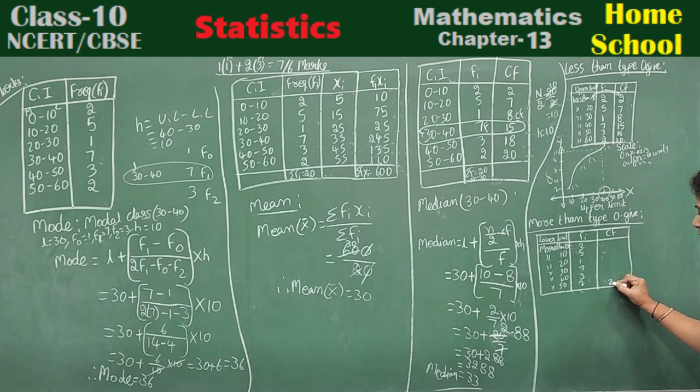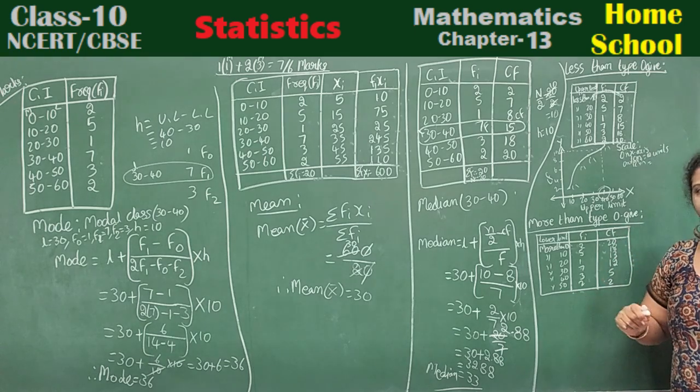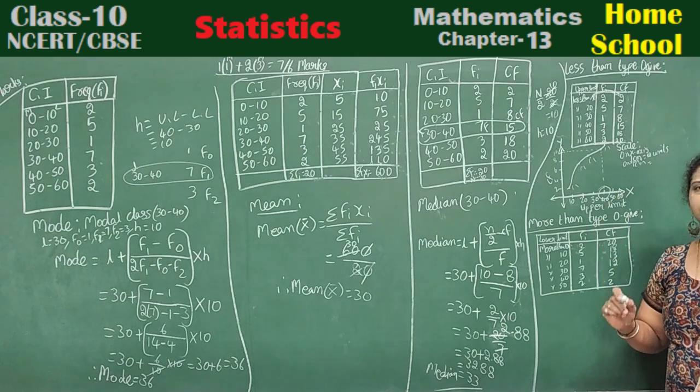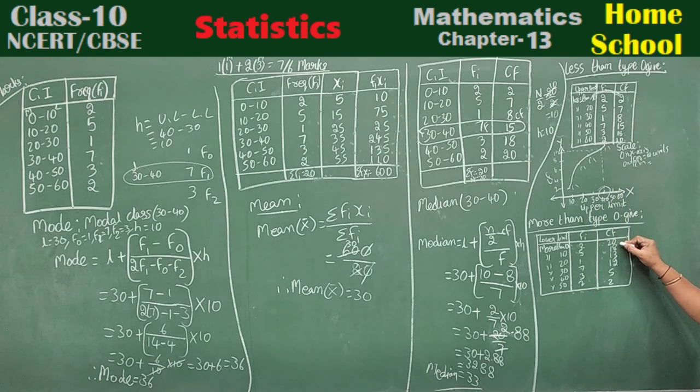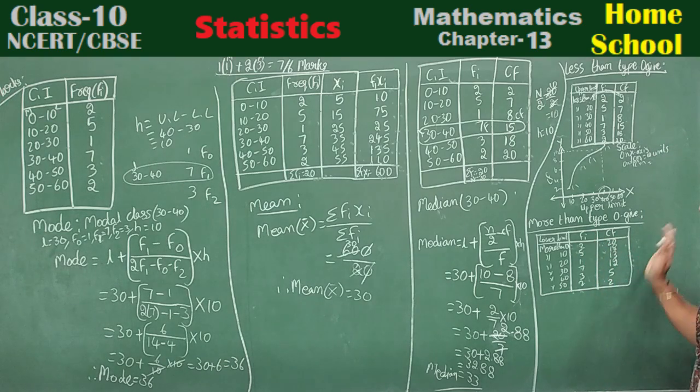So look here, 2, 2 plus 3, 5, 5 plus 7, 12, 12 plus 1, 13, 13 plus 5, 18, 18 plus 2, 20. Okay, so now another way. What is another way? Total frequency. Write the first value 20. From 20 go on reducing the frequency. 20 minus 2, 18, 18 minus 5, 13, 13 minus 1, 12, 12 minus 7, 5, 5 minus 3, 2. Is this clear? Cumulative frequency is done.